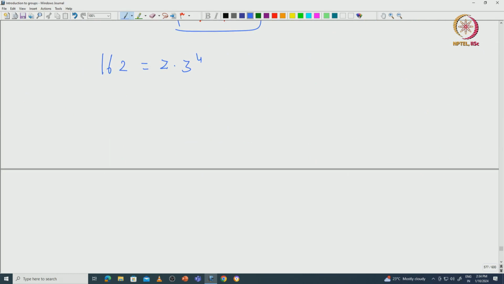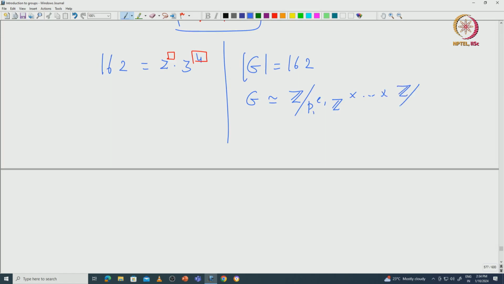So, all that matters is what is there in the exponent of these primes. Now, splitting them actually determines somewhat unique finite groups of order 162. So, what I want to say is, in case you take this group that has order 162, then you can see that you write this G as a direct product of prime powers, Z/p1^e1 Z cross etc. cross Z/pk^ek Z.